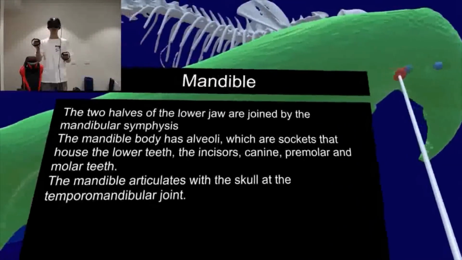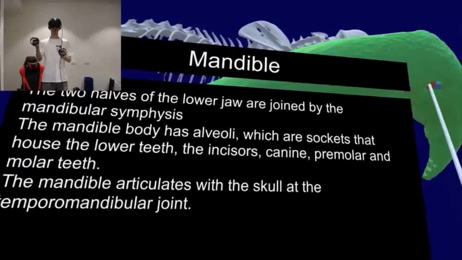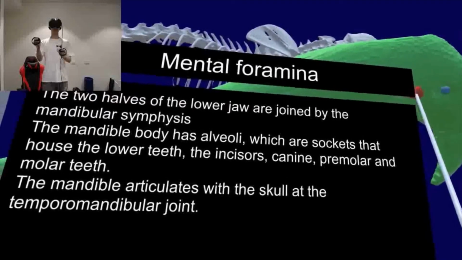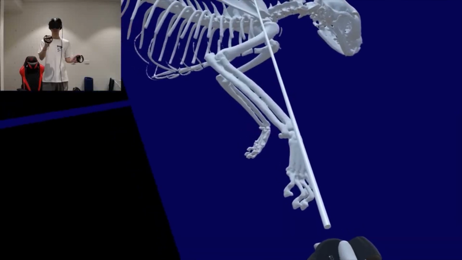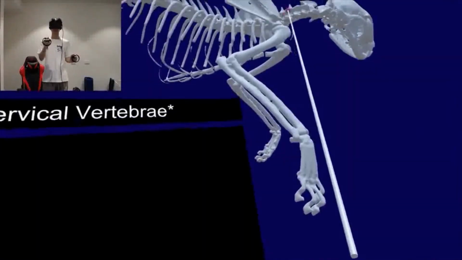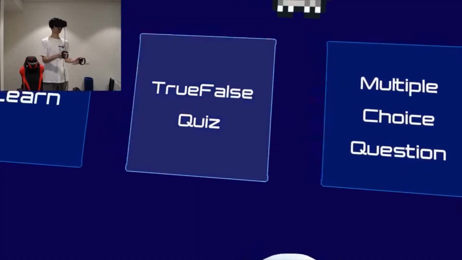And you can see the name of different parts of that bone when you're pointing on the blue sphere, which we call the info sphere. And you can also delete those individual bones by clicking the right joystick. Go back to main menu and then quiz mode.